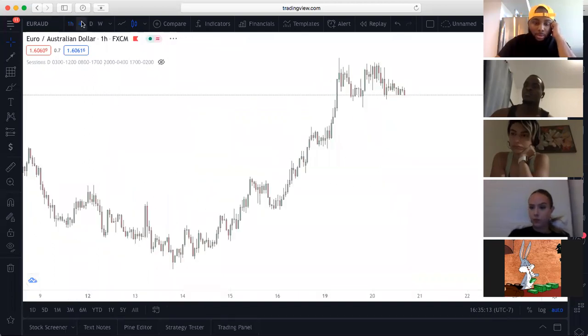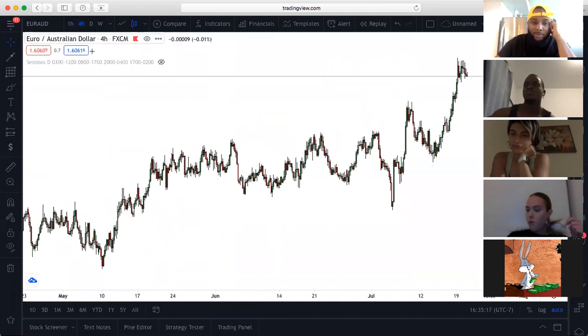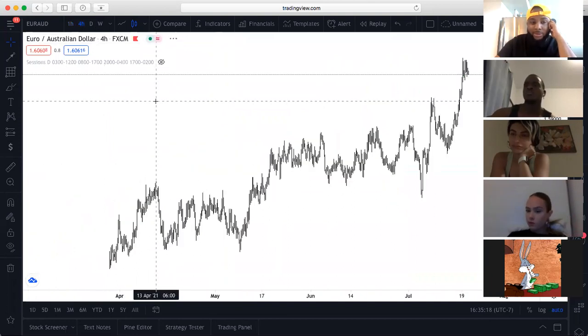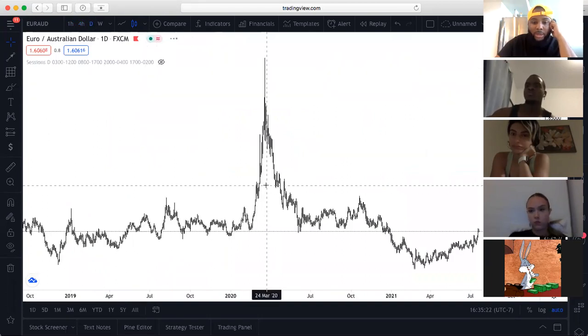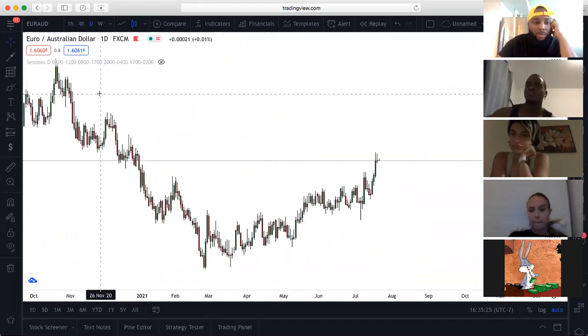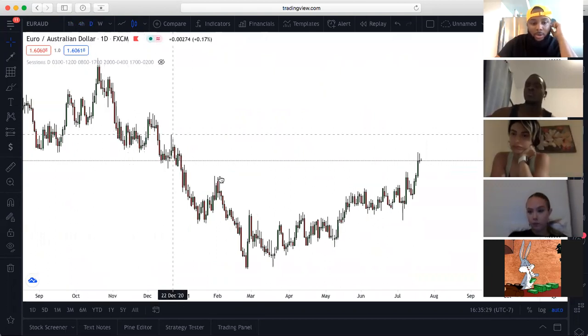So we're looking at Euro AUD. Once again, when in doubt, zoom out. First thing I always do is I just always end up zooming out. I'm looking at the daily, where we had significant lower low, lower high, lower low, lower high, lower low, lower high, lower low, lower high, and then boom.